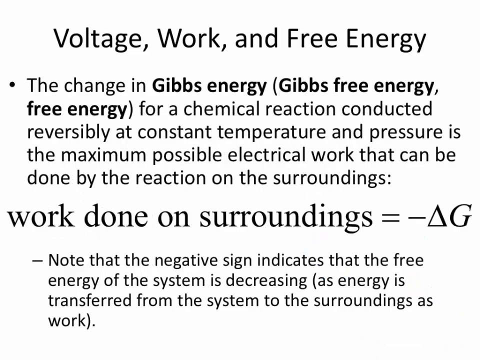Now the change in Gibbs energy, or Gibbs free energy, or sometimes called the free energy, for a chemical reaction conducted reversibly at constant temperature and pressure is the maximum possible electrical work that can be done by the reaction on the surroundings. That is, the work done on the surroundings, or the maximum work done on the surroundings, is equal to minus delta G. Now note that the negative sign here indicates that the free energy of the system is decreasing as energy is transferred from the system to the surroundings as work.